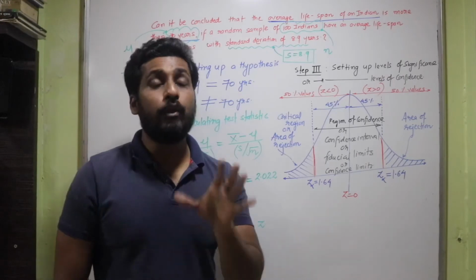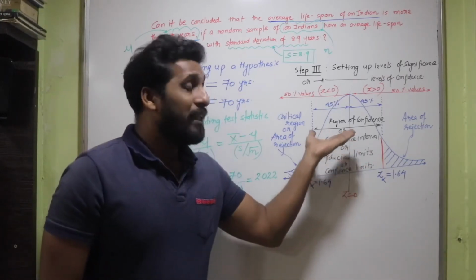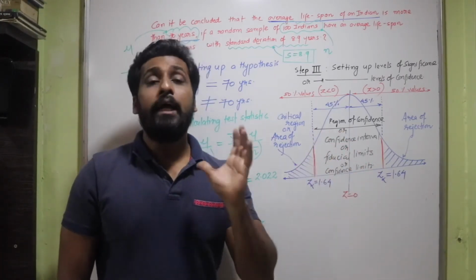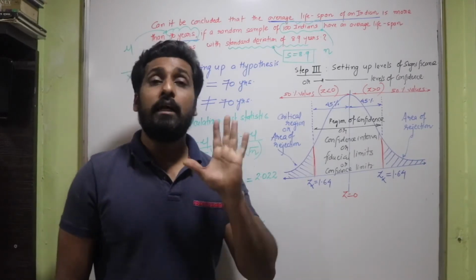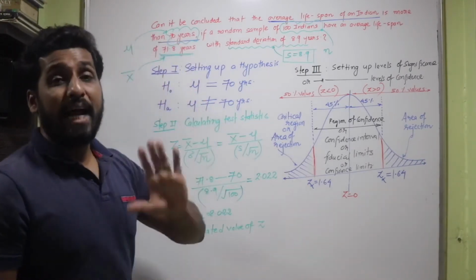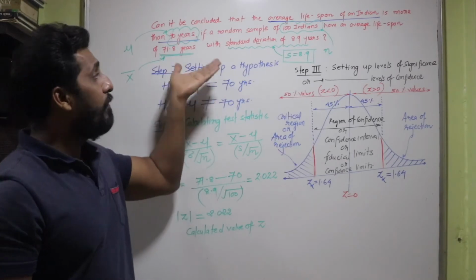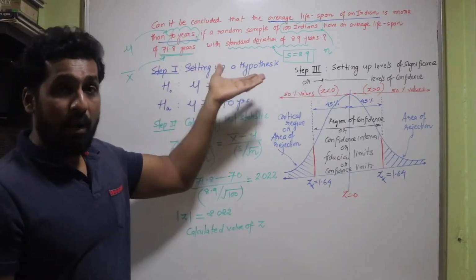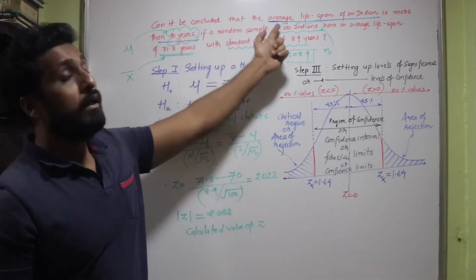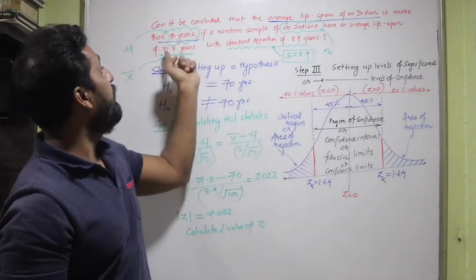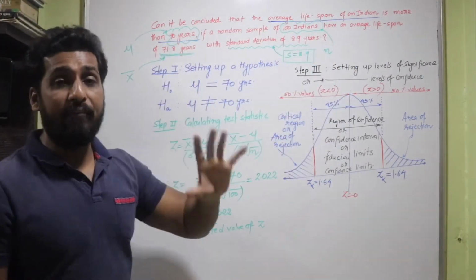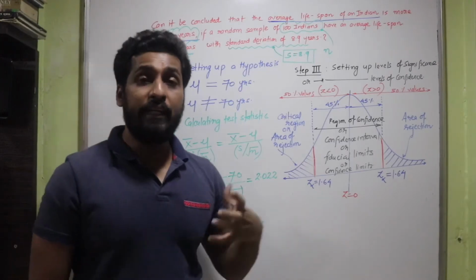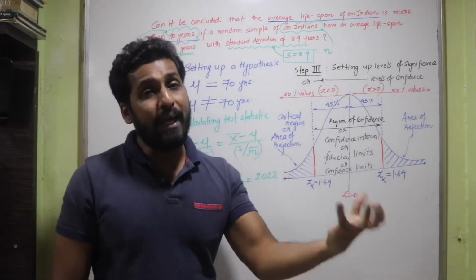Okay, so the region that we have now, try and understand what the region of confidence is. It simply tells you, if the confidence interval is 90%, it simply means that there is a 90% chance that the given sample belongs to the given population where the mean is going to be 70 years. The average lifespan is going to be 70 years. So the hypothesis will be accepted.